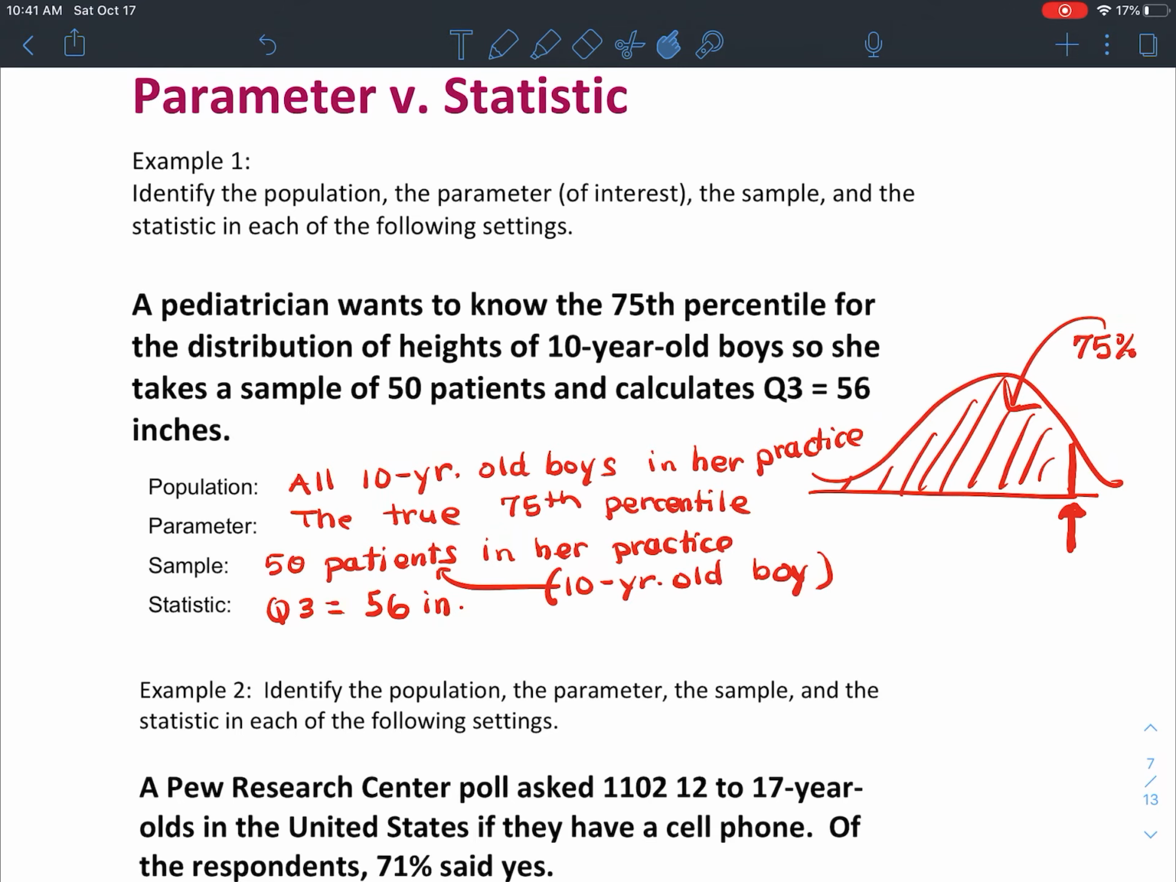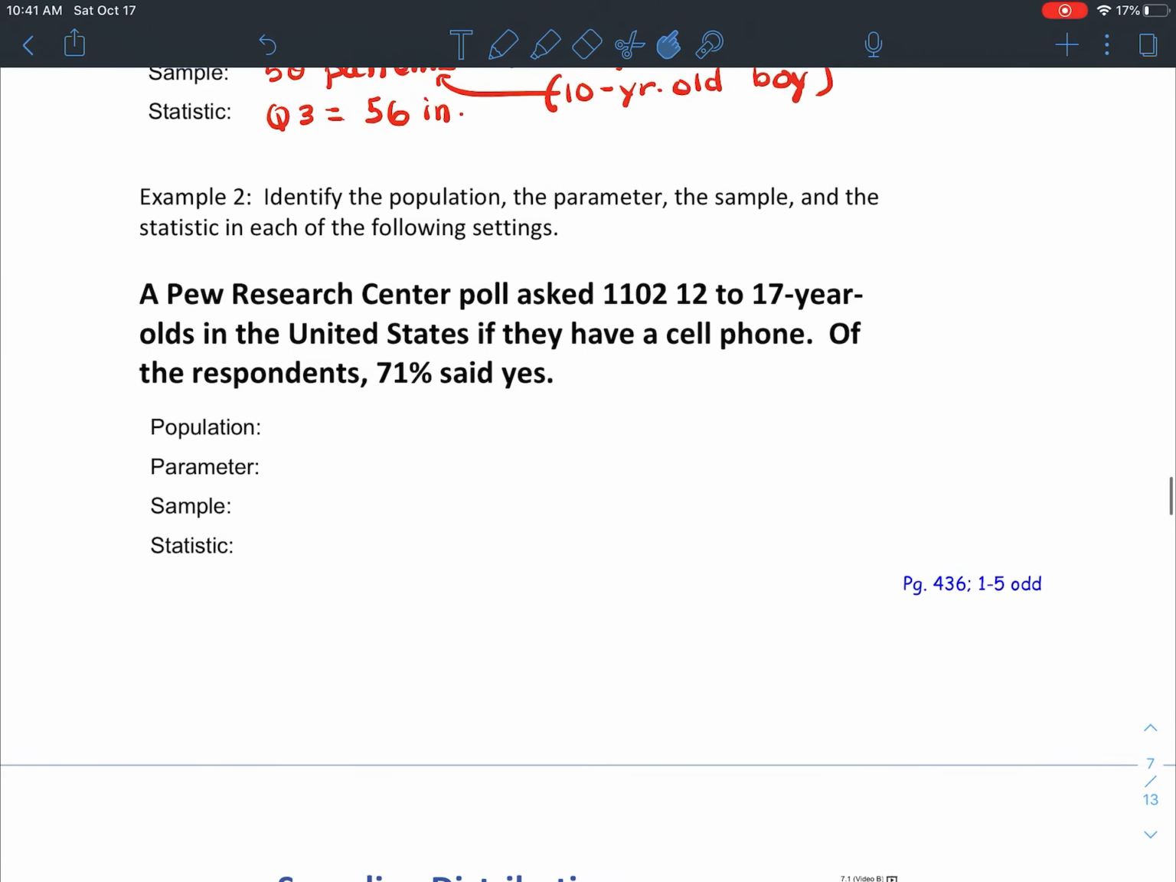Okay, so we have to make sure that we're really comfortable when we read through a scenario like these two here, that we can identify each of these four different things. So here we say a Pew Research Center poll asked 1,102 12 to 17-year-olds in the U.S. if they have a cell phone. So this feels like the question is more a categorical variable than it is a quantitative variable. People's responses would have been a yes or no.